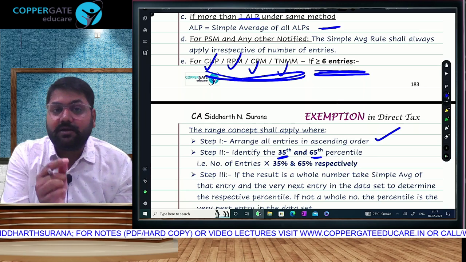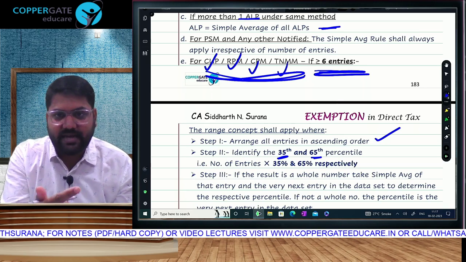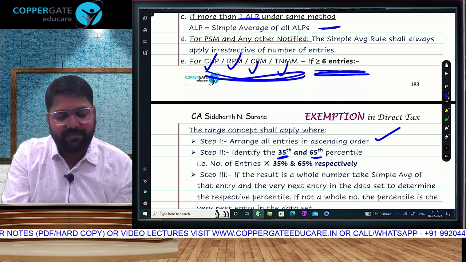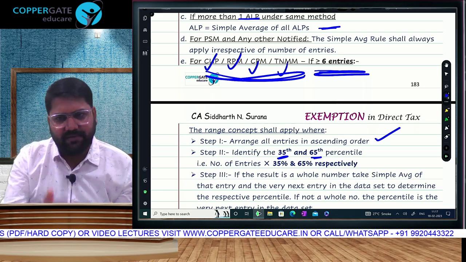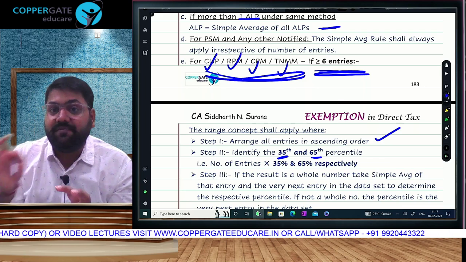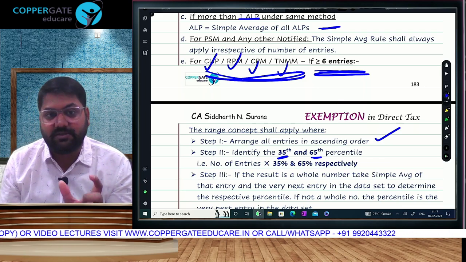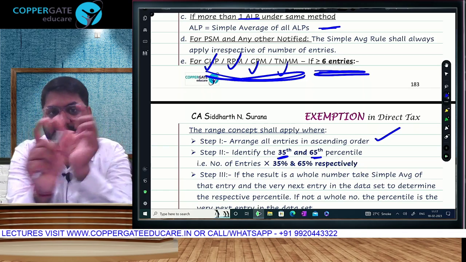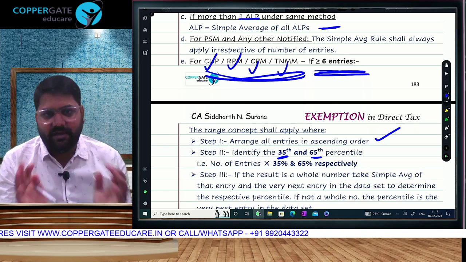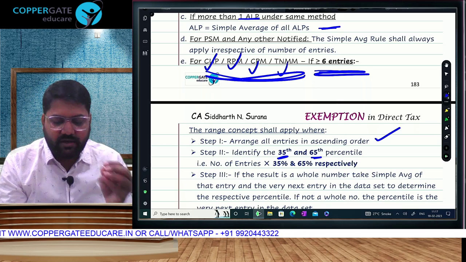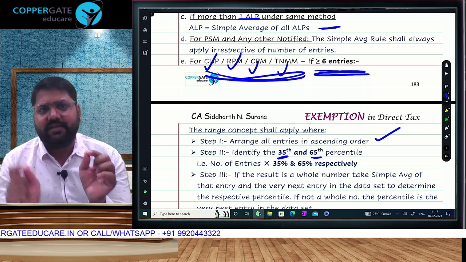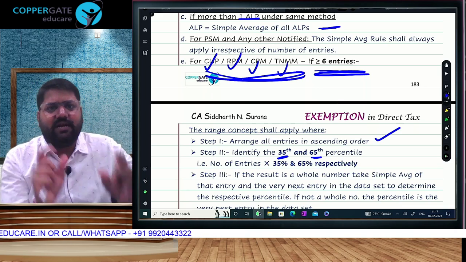If the number comes as a decimal, then we take the next entry. We all know this: 35% of the total number of entries comes as a decimal, so take the next entry. Same we do for 65. And if 35% or 65% of the total number of entries comes as a whole number, we take the answer at that entry and the answer at the next entry, and we take the simple average. For example, if the number of entries is 7, the 35th and 65th percentile on 7 both come as decimals, so we will take the next entry number and choose the start and end of the range.